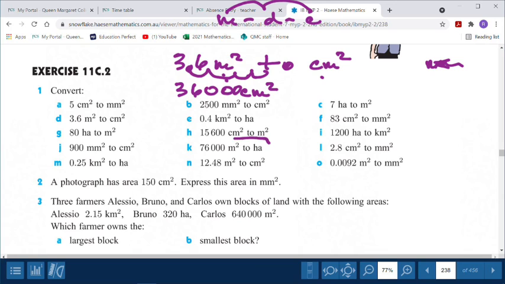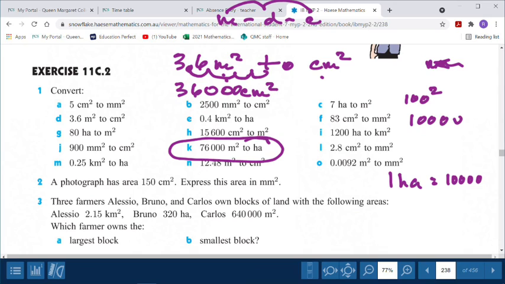Now, when you're doing these hectares, just multiply or divide. Because you know that 1 hectare is how many meters? 10,000. Well, it's 100 on a side, so it's 100 squared, 10,000. So you can just do the conversion by multiplying or dividing.